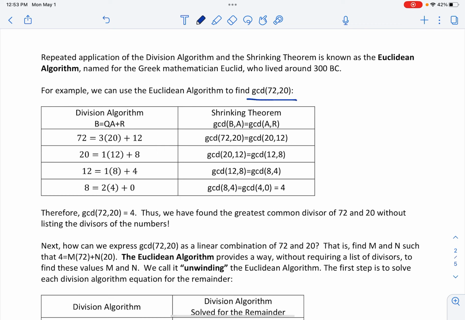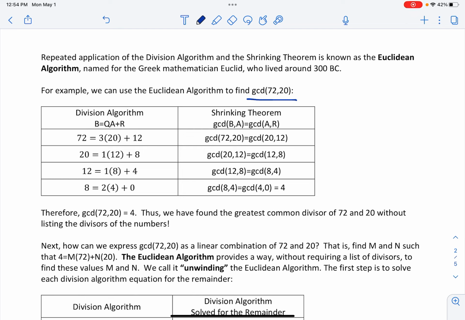Let's see if we can figure out the GCD of 72 and 20. One way to find the GCD, you're just finding the largest number that goes into both of them. So you could just do that trial and error or make a list of divisors, and it's the largest one that's in both lists. But as these numbers get larger, that's a little bit more tedious. And so here's a nice algorithmic way, a process to figure out the GCD.